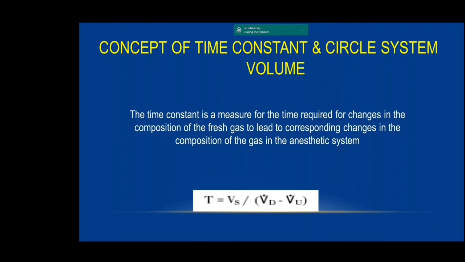So time constant is a measure of the time required for changes in the composition of fresh gas to lead to corresponding changes in the composition of the gas in the anesthetic system. It's given by the formula T, time constant, is equal to Vs, that is the volume of the system, divided by Vd minus Vu, that is your inhalation anesthetic delivered minus the inhalation anesthetic uptake.